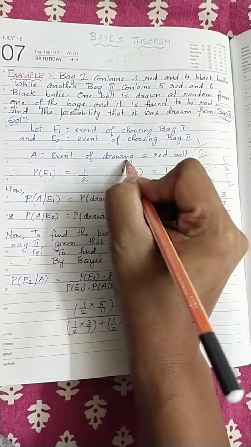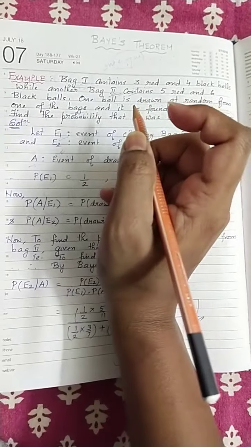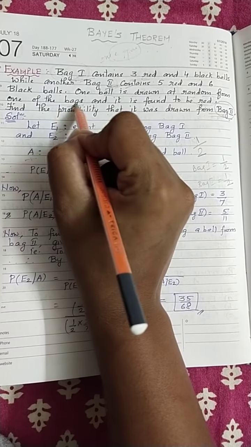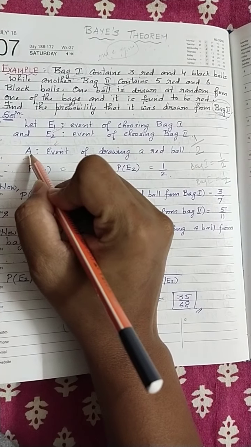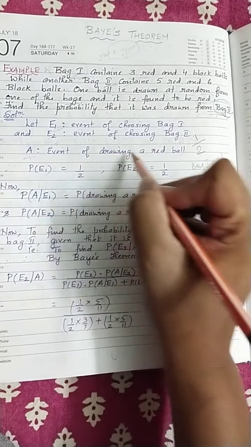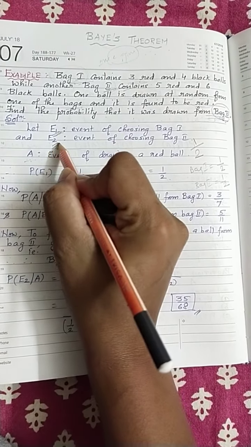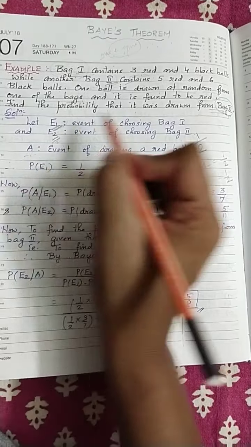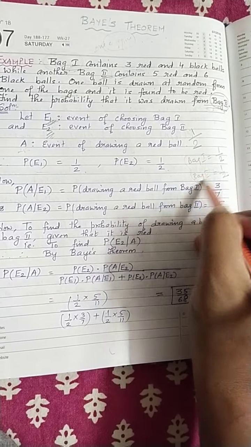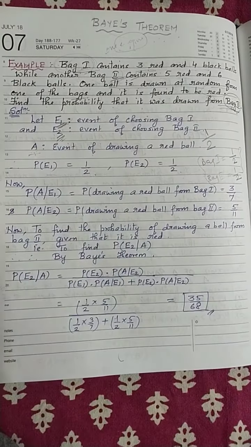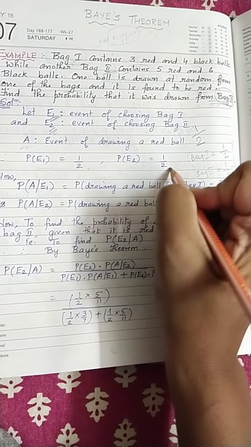Let A be the event of drawing a red ball. That means drawing a red ball is a common event for both the bags, because it is mentioned as one of the bags, so we don't know from which bag it is. Now find the probability of E1 and the probability of E2 individually. What is E1? Choosing bag 1. What is the probability? It is 1 by 2, as I just said. And P of E2, that is the probability of E2, again will be 1 by 2.